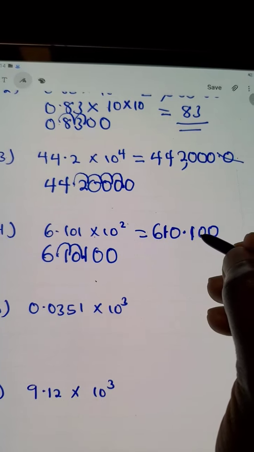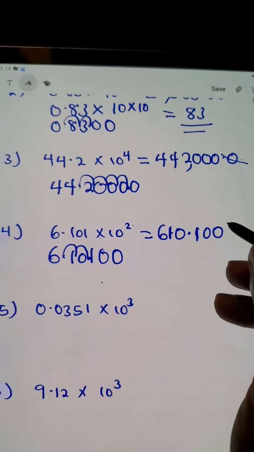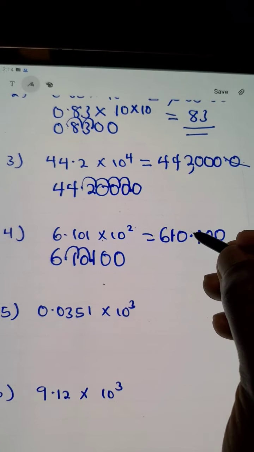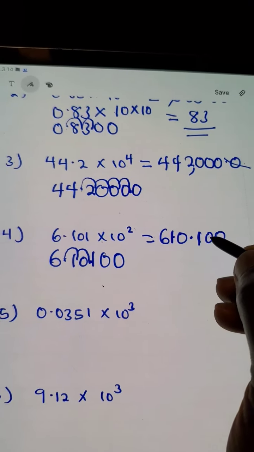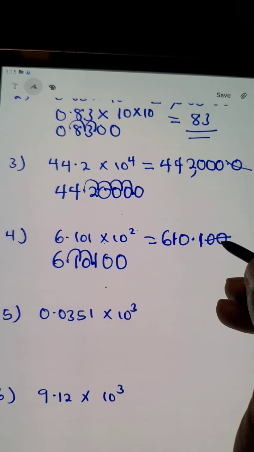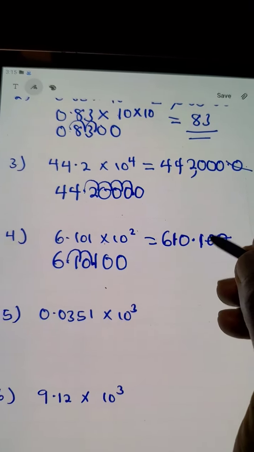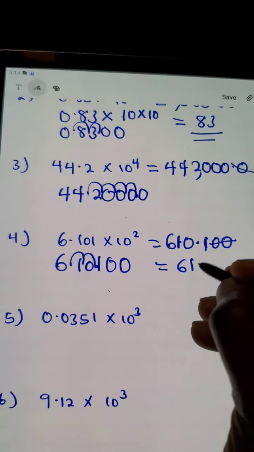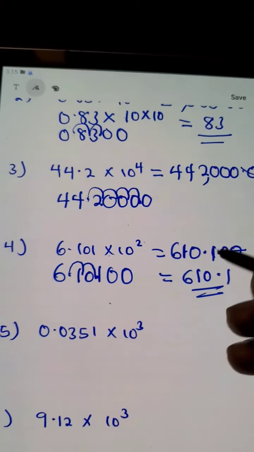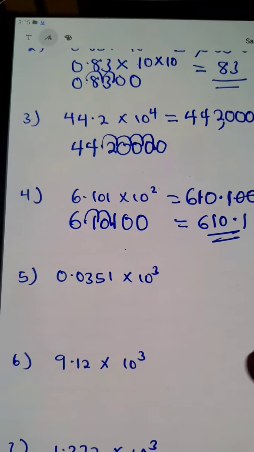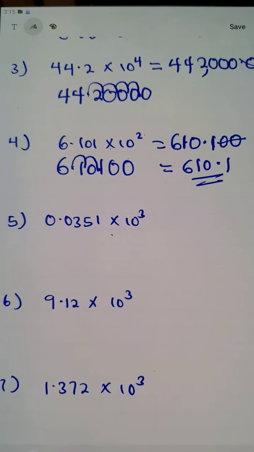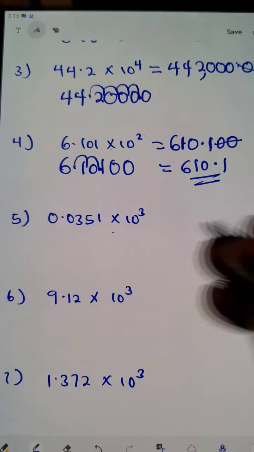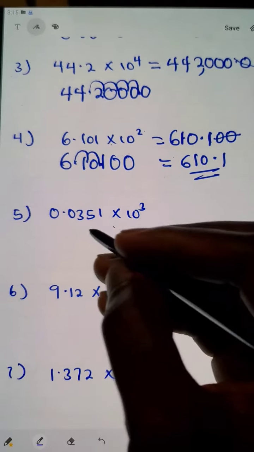I told you the 0 after the point. If you have a 0 at the end after the point, it means you're going to cross out the 0. You can leave it if you want, and you can also cross it out if you want. Okay, then the final answer is 610.1. It means 6.101 times 10 raised to the power of 2 will give you what? 610.1. Same thing applies to question 3.